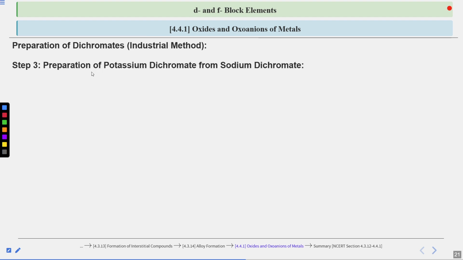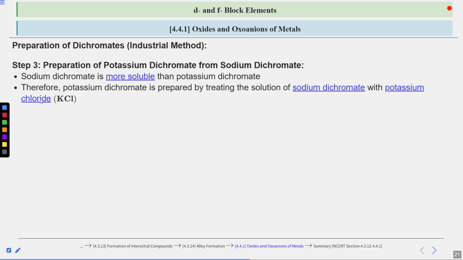Step 3 includes the preparation of potassium dichromate from sodium dichromate. We just got sodium dichromate in step 2, so how can you prepare potassium dichromate? Sodium dichromate is more soluble than potassium dichromate if you compare. Therefore, potassium dichromate is prepared by treating the solution of sodium dichromate with potassium chloride. When you react sodium dichromate with potassium chloride, KCl, you will get potassium dichromate.